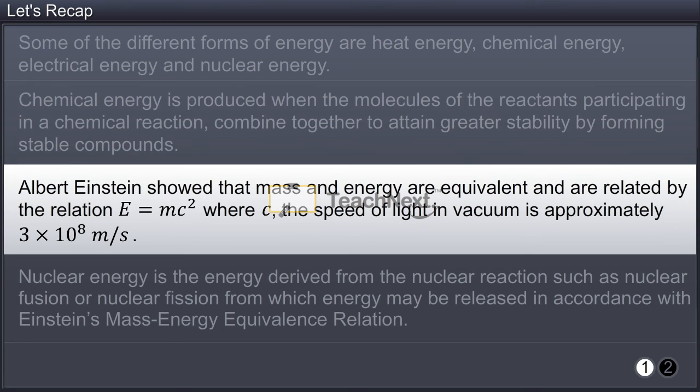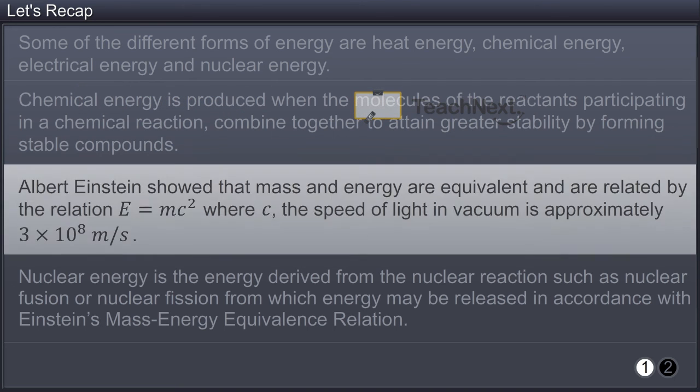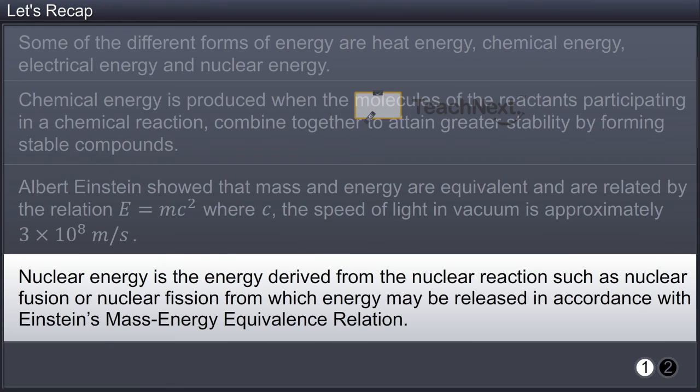Albert Einstein showed that mass and energy are equivalent and are related by the relation E is equal to mc square, where c, the speed of light in vacuum, is approximately 3 into 10 raised to 8 meters per second. Nuclear energy is the energy derived from the nuclear reaction, such as nuclear fusion or nuclear fission, from which energy may be released in accordance with Einstein's mass-energy equivalence relation.